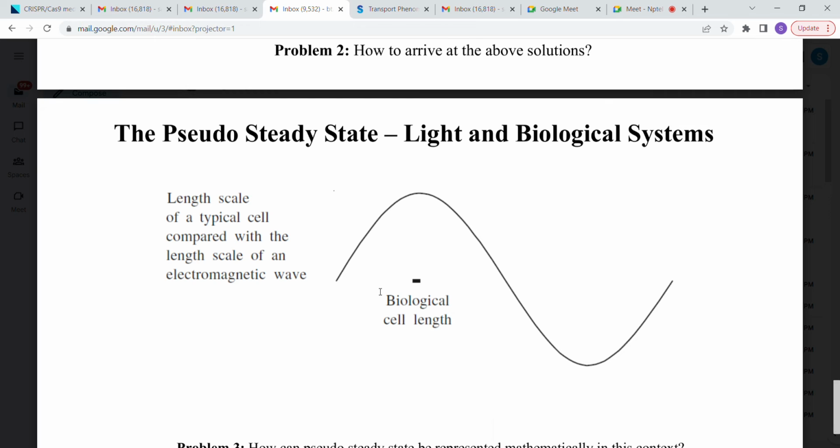I'm repeating this again. If we take two systems and we are trying to study the interactions between them, and the rate at which system 1 behaves is orders of magnitude different than the rate at which system 2 behaves, when these two systems interact, they are said to be in a pseudo steady state. This is a scientific explanation of this.